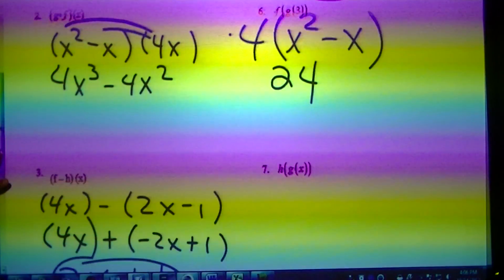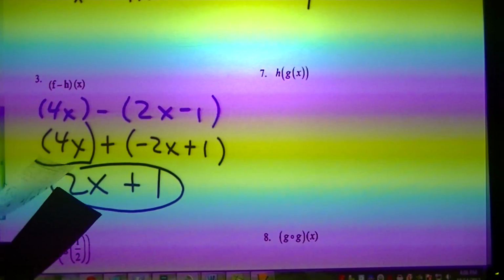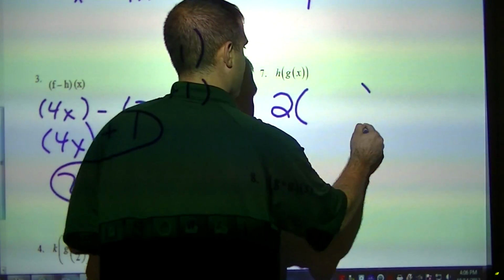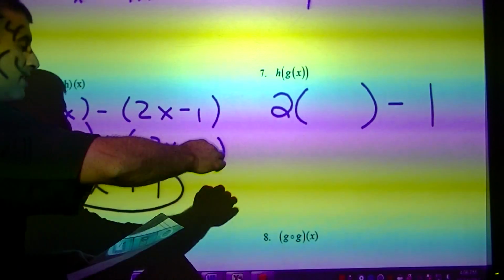All right, moving up to this one, that's h of g of x, so I'm going to lead with h. The h function is going to be that. What I'm going to fill in is the g function.